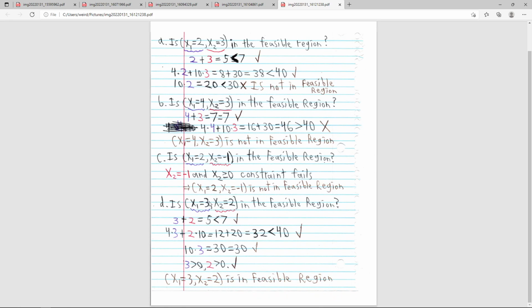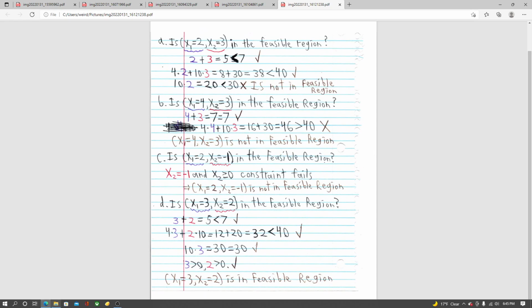And then finally we have x1 equals 3, x2 equals 2 in the feasible region, and this one actually is. 3 plus 2 equals 5, so that works. 4 times 3 plus 2 times 10 gives us 12 plus 20, which equals 32 hours of labor, so it's less than 40 hours of labor. That works. 10 times 3 equals 30, so we have just enough corn. So 30 bushels of corn is just the minimum it needs. So, yep, we are equal to 30. And 3 is greater than 0, 2 greater than 0, and that checks off. Just as a double check, x1 equals 3, x2 equals 2 is in the feasible region.